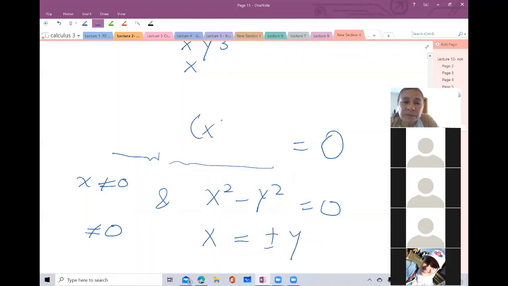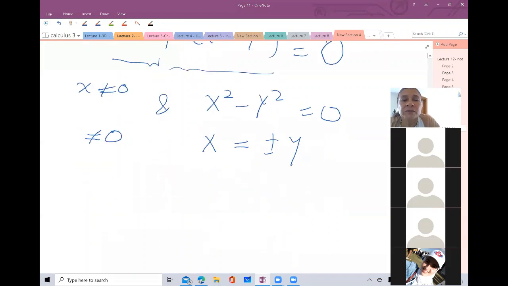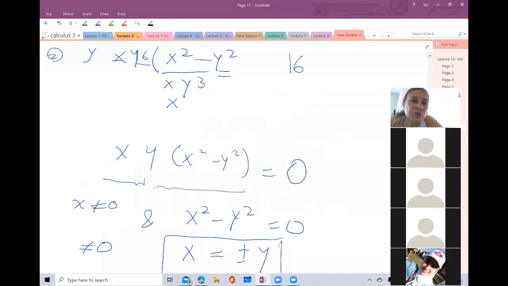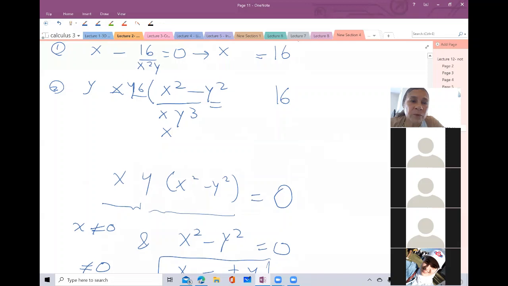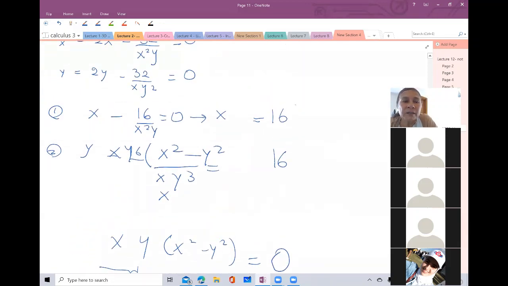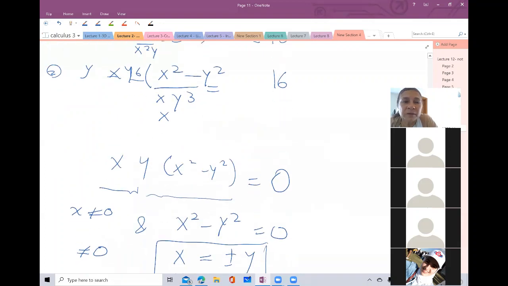Okay, now I have x equal to plus or minus y. Where do I plug this? I have a relation here, and I solved equations 1 and 2 together. I ended up with x equal to y. So I'll plug it into one of these equations, for example the one that was originally x cubed y.